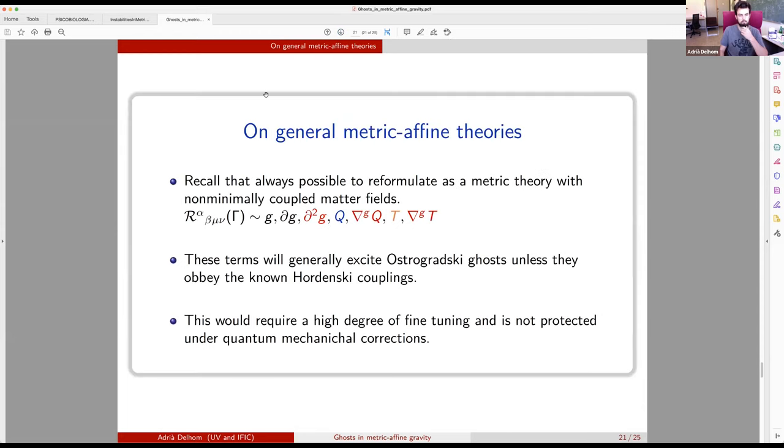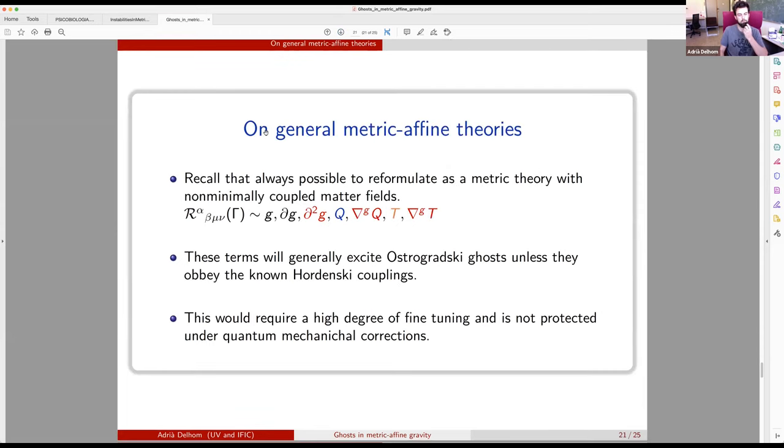Okay, so let me quickly comment on general metric affine theory. Why do these results generalize? As I was saying in the introduction, we can always rewrite the Riemann tensor of the connection as a function of g, the derivative and second derivative of g, and then covariant derivatives of non-metricity and torsion, and then non-metricity and torsion itself, okay? So this is a three-index tensor field. This is a three-index tensor field, antisymmetric in two. This is symmetric in two. In general, these objects cannot couple freely to the curvature. They cannot couple non-minimally without exciting those degrees of freedom. This is well known, okay?